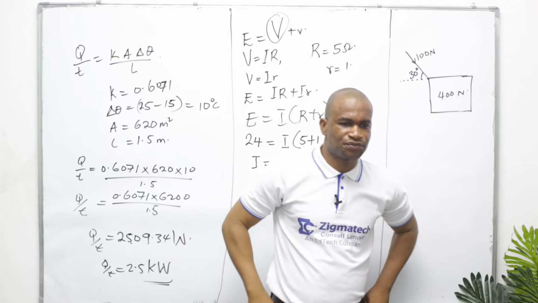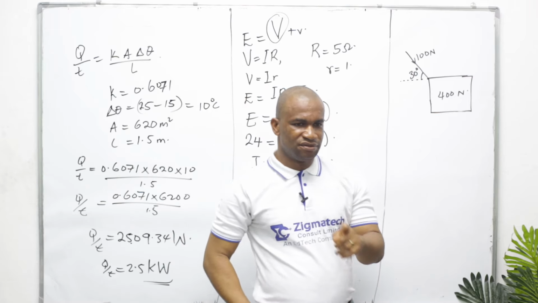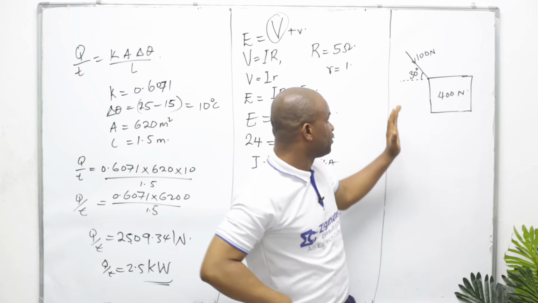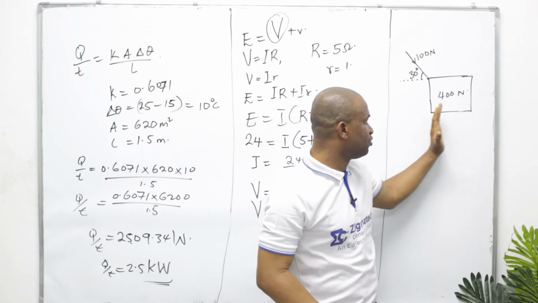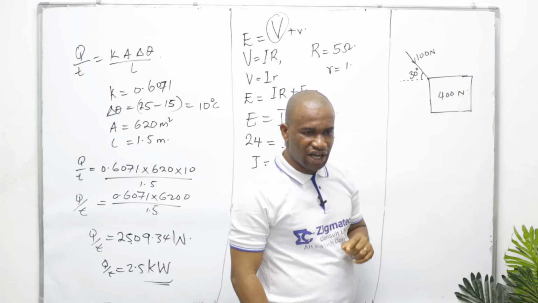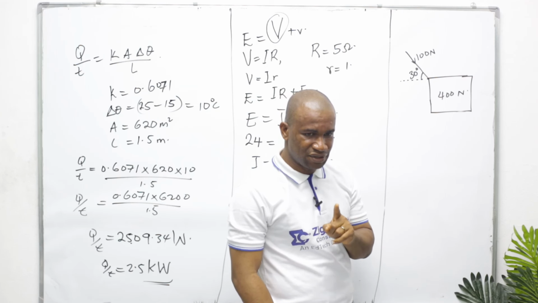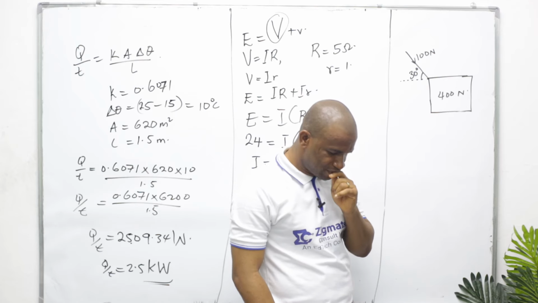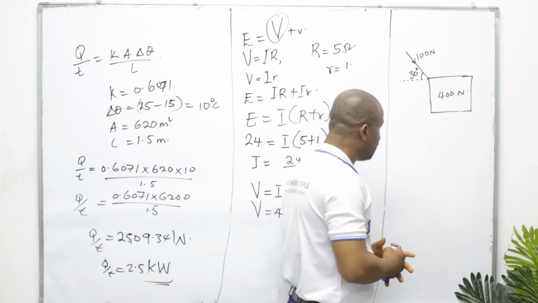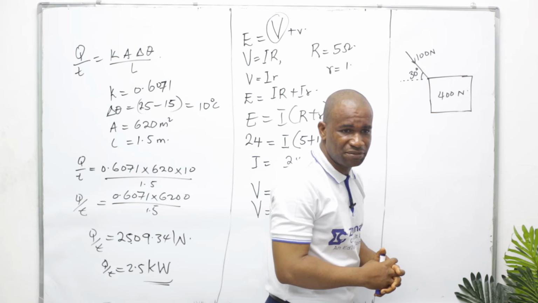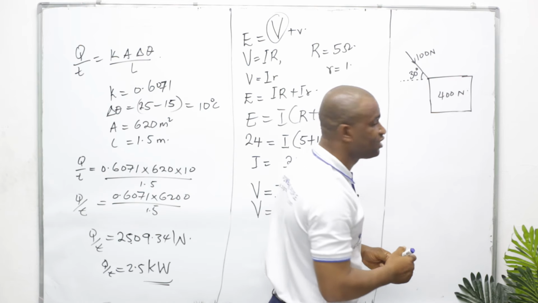Alright, so what happened? To the horizontal, of course, the body is moving on a horizontal level. That is fine, as shown in the diagram below. What is the coefficient of kinetic friction between the box and the floor? Kinetic friction, coefficient of kinetic friction.